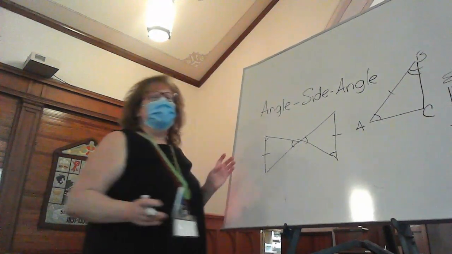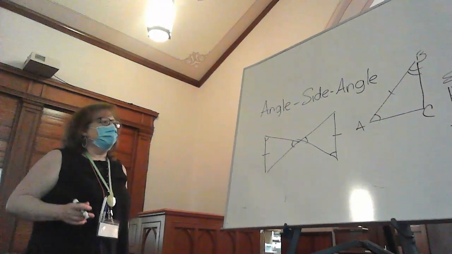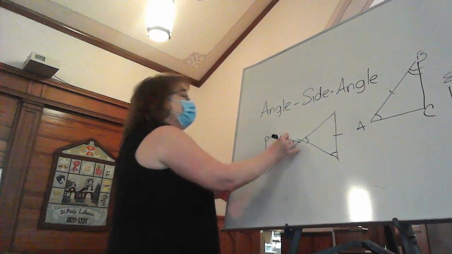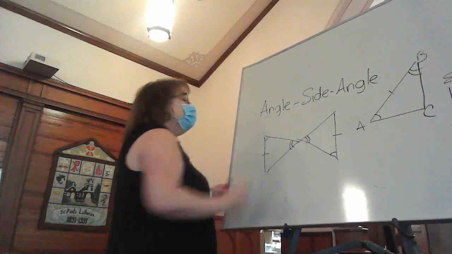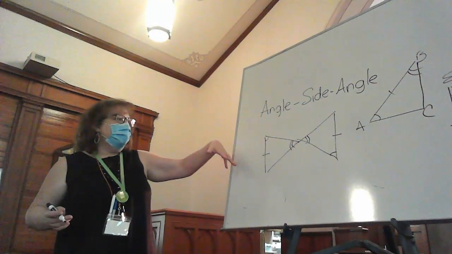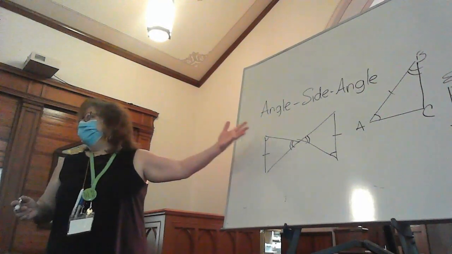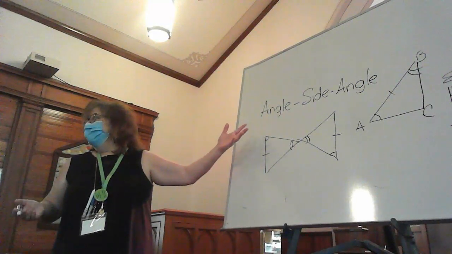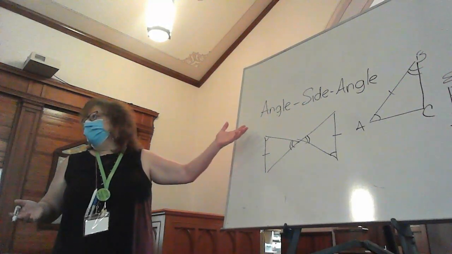Vertical angles. That one was way back a while. So now I know that these two guys are also congruent. So now I have angle, angle, side. Do I have enough information to say that they're congruent?